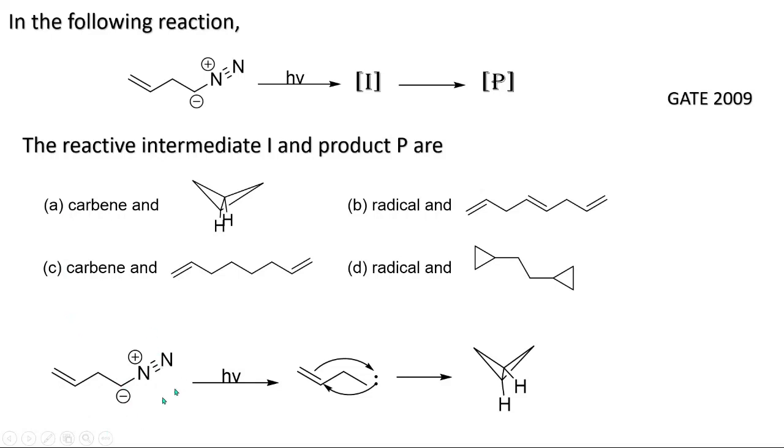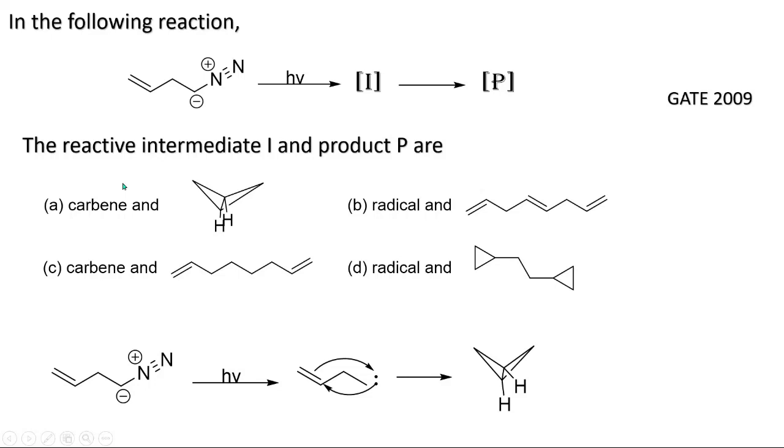When you irradiate, it will first give a carbene intermediate. Then this carbon will attack this, and this carbon will attack this position. So rearrangement will happen and we will get this molecule. So option A will be the correct answer.